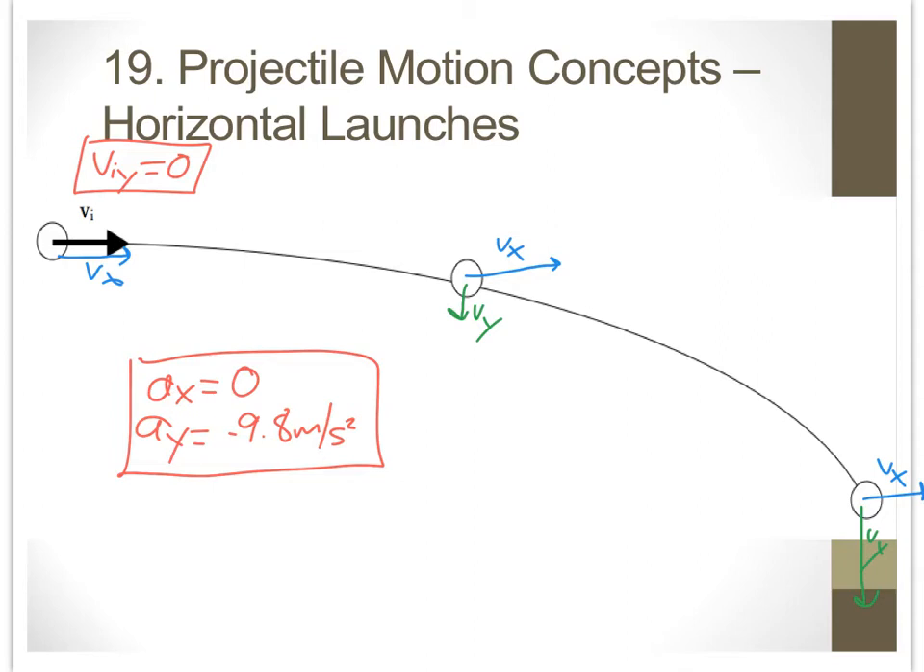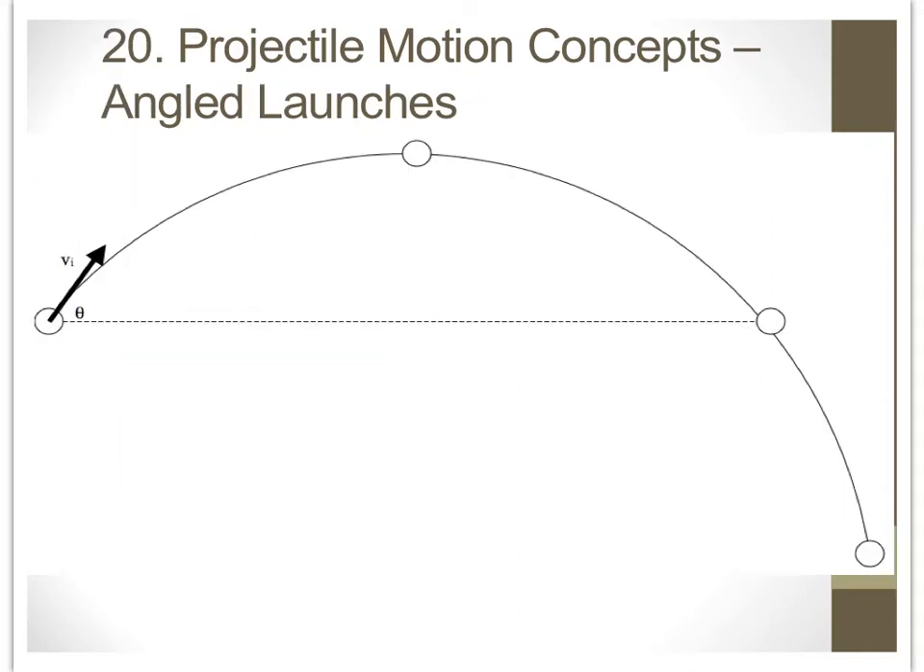Having at least a conceptual understanding of the motion in both the x and the y is going to make things a lot easier when you're going to answer, especially some of these conceptual questions, but also some mathematical ones too. The other type of launch we're going to look at is an angled launch.